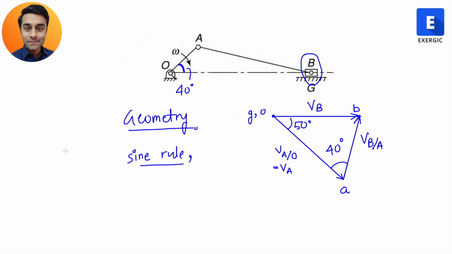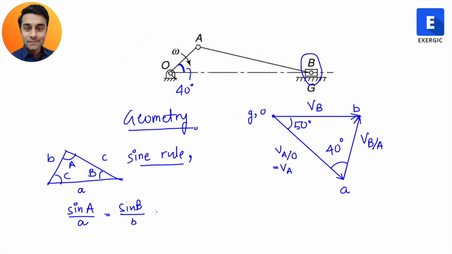The sine rule says that if you have a closed triangle like this, and write it down in your notes if you don't know about the sine rule, this is angle A, this is side A, let's say this is side B, this is side C. Angle opposite to side A is capital A. Angle opposite to side B is capital B. Angle opposite to side C is capital C. Then in such a case, sine of A divided by the side A is equal to sine B divided by B is equal to sine of C divided by C.